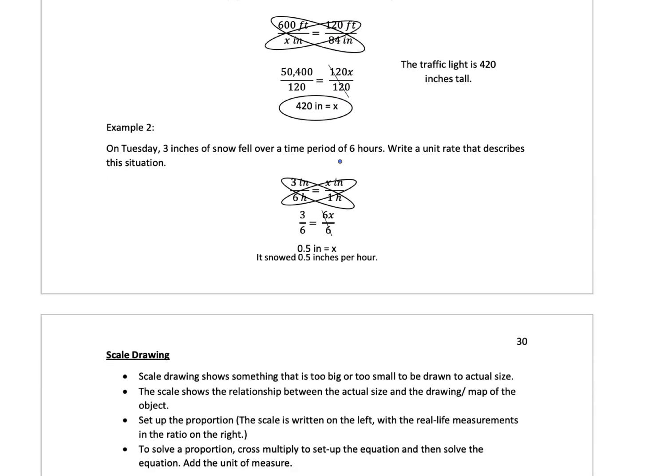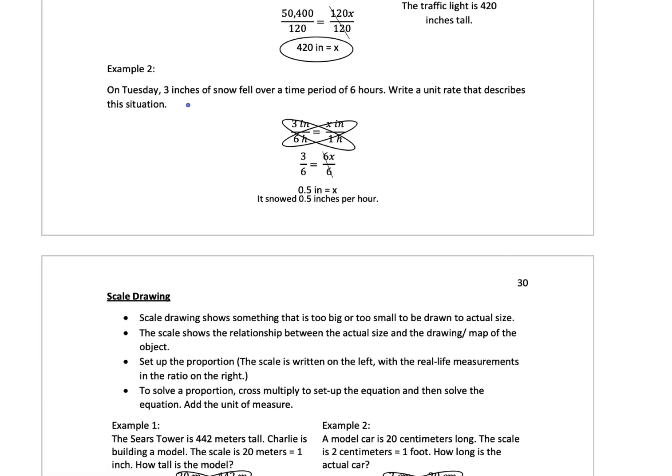Now, in example 2, we have on Tuesday, 3 inches of snow fell over a time period of 6 hours. Write a unit rate that describes this situation. So we're trying to figure out if it snowed 3 inches in 6 hours, how many inches did it snow in 1 hour? Because they're talking about unit rate. So that's per hour or 1 hour. So we can set up a proportion that says 3 inches in 6 hours equals x inches in 1 hour.